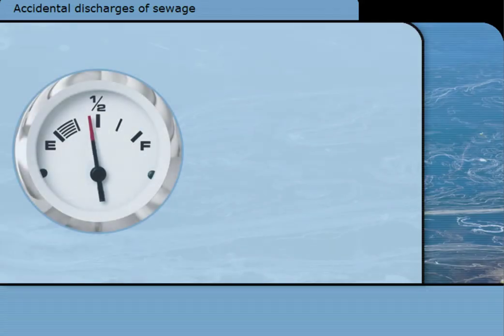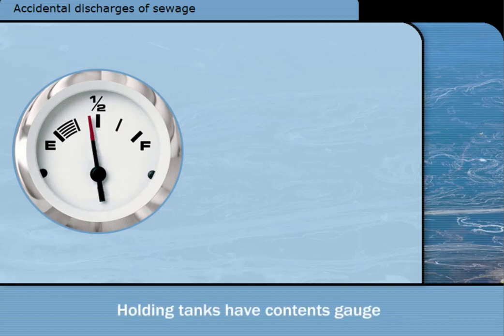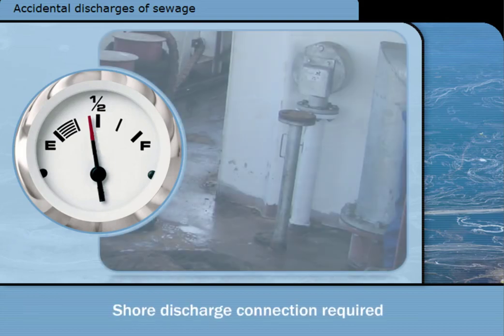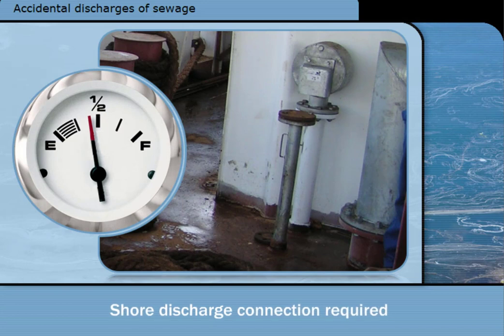Perhaps the most likely accidental discharge of sewage would be the overflow of a holding tank. Annex 4 seeks to reduce this risk by requiring holding tanks to have a means to indicate visually the amount of its contents, so that the rate of filling can be monitored. When the tank is nearly full, it can be emptied, either overboard in accordance with the discharge criteria, or ashore via the standard shore discharge connection, which is required to be fitted to all ships, to the reception facilities that states are required to provide.